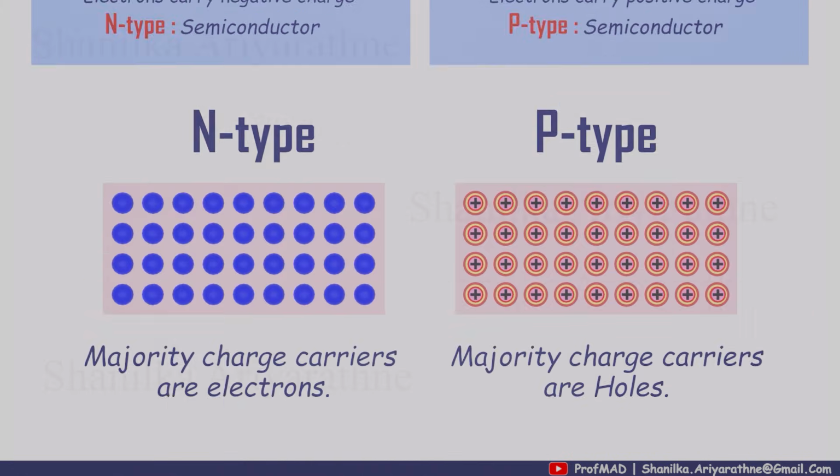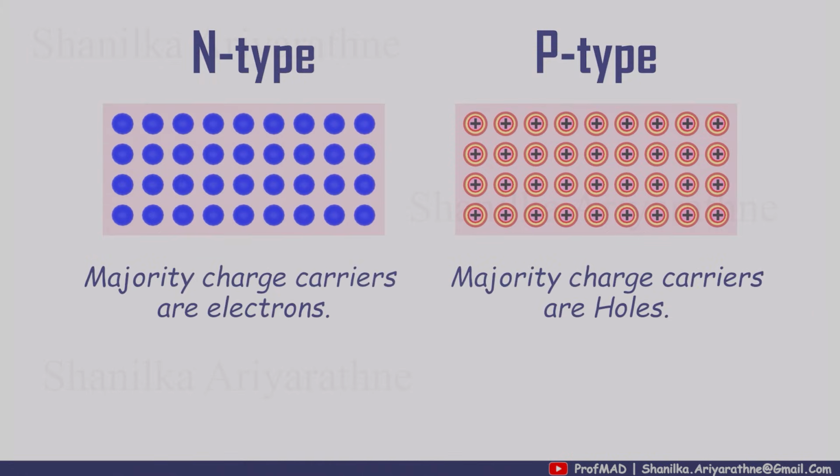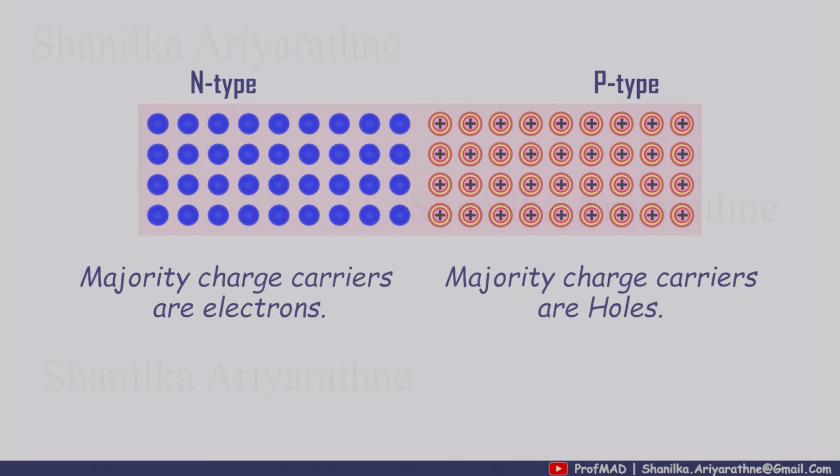In an N-type semiconductor, the majority charge carriers are electrons. In a P-type semiconductor, the majority charge carriers are holes. Now, the real magic happens when we bring an N-type and a P-type semiconductor together.